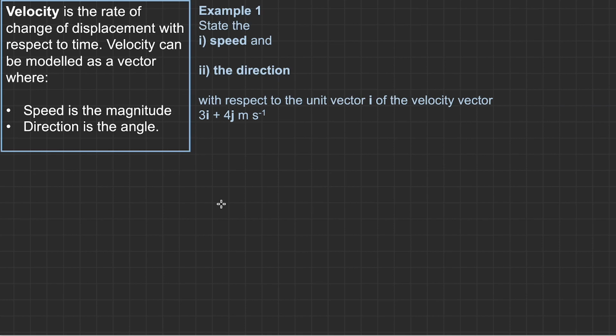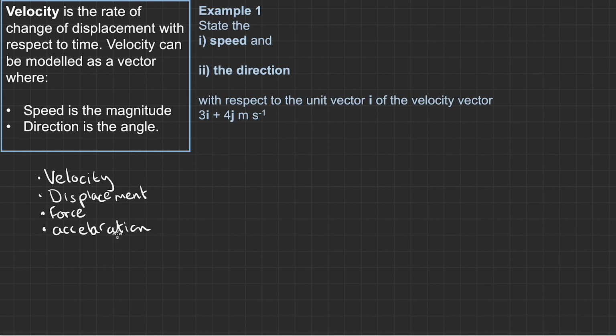So in this video, we're going to look at how we can model velocity, displacement, force, and acceleration using vectors. Each of these measurements includes a magnitude and a direction, and we'll talk about what that magnitude and direction mean for each of these. So we'll begin with velocity.